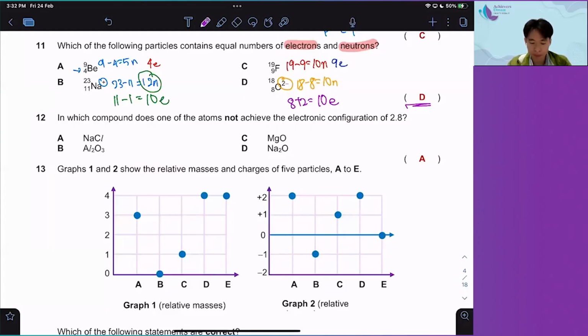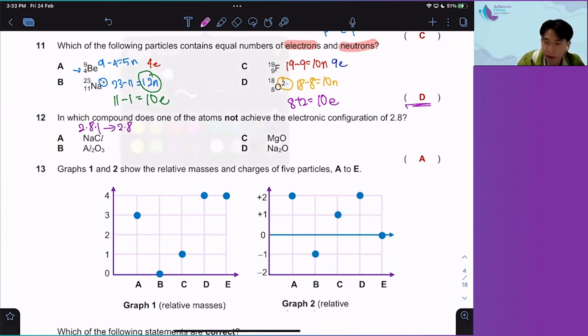Question 12. In which compound does one of the atoms not achieve the electronic configuration of 2.8? So let's look at all the atoms inside the options. Option A, we have sodium. So electronic configuration of sodium is 2.8.1. So you actually lose 1 electron to form 2.8.